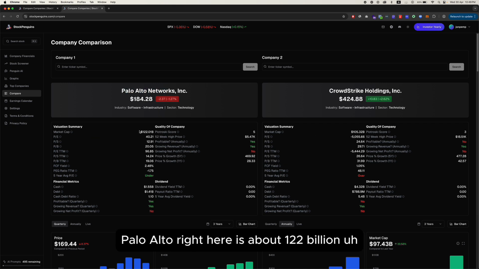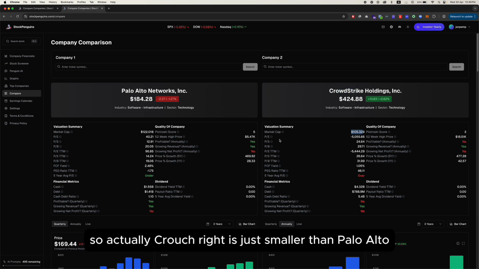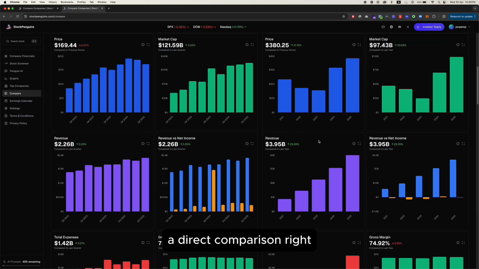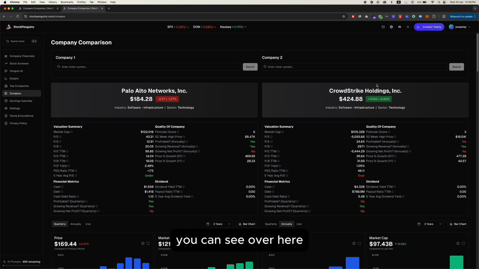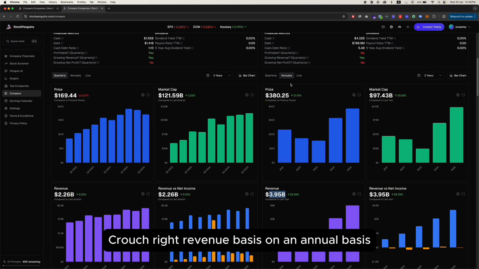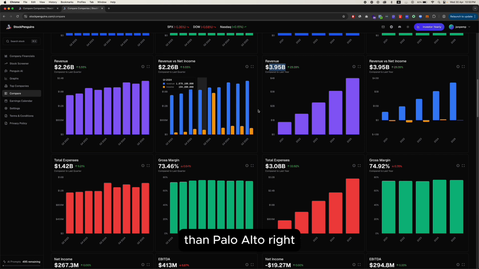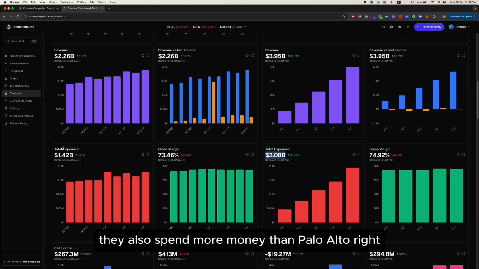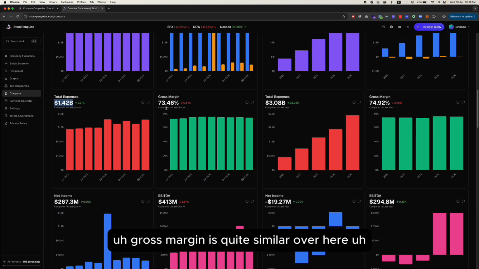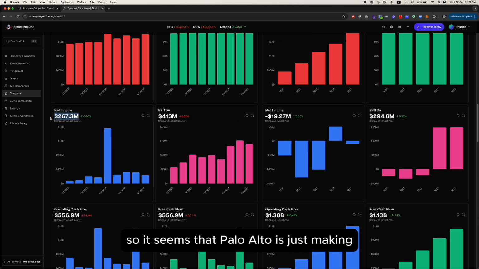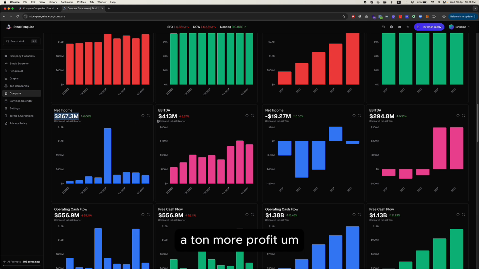Palo Alto right here is about 122 billion. CrowdStrike is at 105 billion. So actually CrowdStrike is just smaller than Palo Alto, right? And then a direct comparison, right? Okay, you can see over here, CrowdStrike revenue on an annual basis, it is bigger than Palo Alto, right? On an expenses basis, they also spend more money than Palo Alto, right? Gross margin is quite similar over here. Net income, a different story. So it seems that Palo Alto is just making a ton more profit versus CrowdStrike, very, very choppy, right?